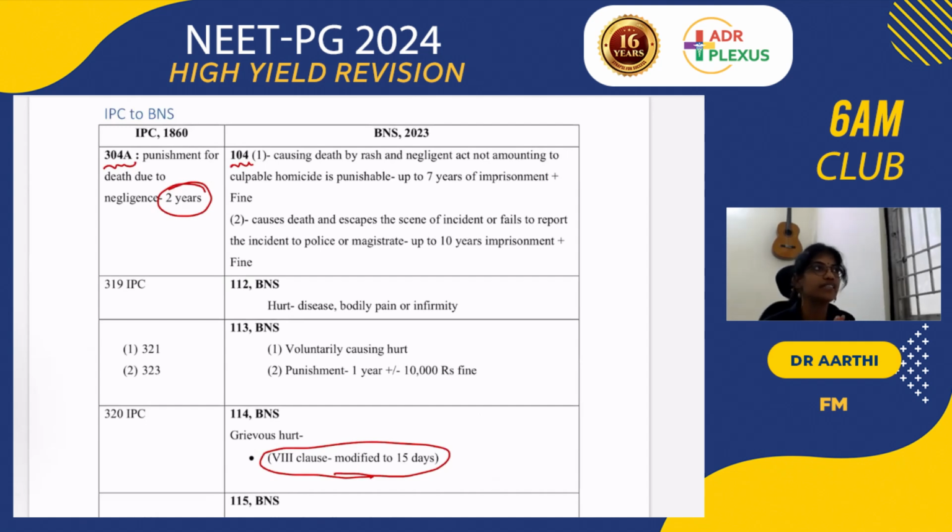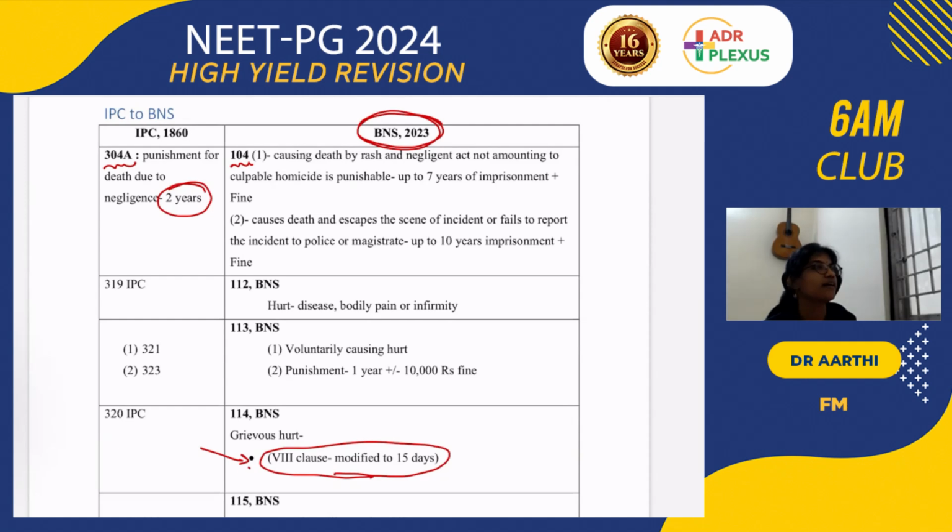So we are not expecting them to ask you section by section like they used to ask previously, but at least know there is something called the BNS, which was a bill in 2023 and has come into force or is going to come into force in 2024. Know that for doctors, people went on strike and the punishment is still 2 years only, for death due to rash and negligent act. Grievous hurt, they have made it into 15 days. Rest all, they have predominantly preserved only.